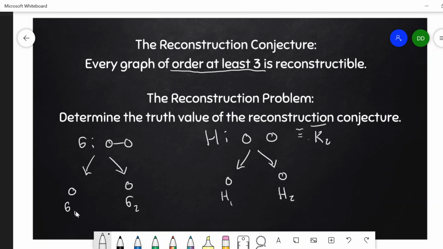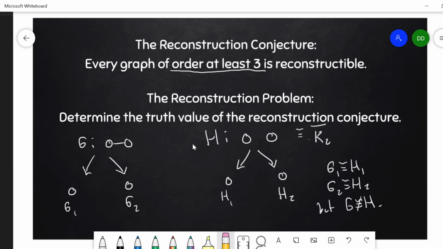And so we have the case that G1 is isomorphic to H1, G2 is isomorphic to H2, but G is not isomorphic to H. So these 2 graphs are not reconstructible. And the claim, or the conjecture at least, is that these are the only 2 graphs that are not reconstructible. That is, every graph of order at least 3 is reconstructible. So a little bit of work has been done on this problem. We do know that every graph of order at most 12 is reconstructible.